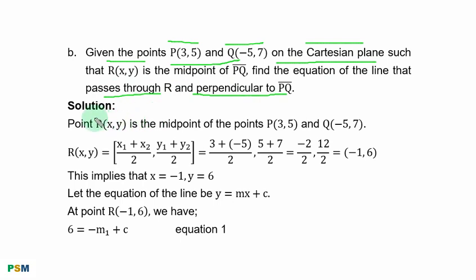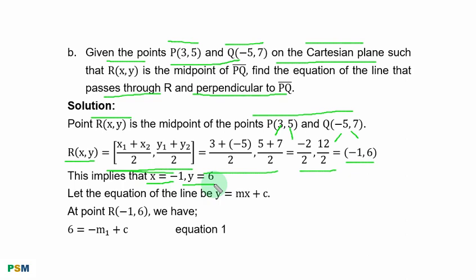Solution. Point R is the midpoint of the points P and Q. So we have to obtain point R using this formula. From here, this is x1, you have y1. x2, you have y2. You replace them in the midpoint formula. You have it in this form. You have this result, and that is minus 1, 6. This implies that x is equal to minus 1, y is equal to 6.